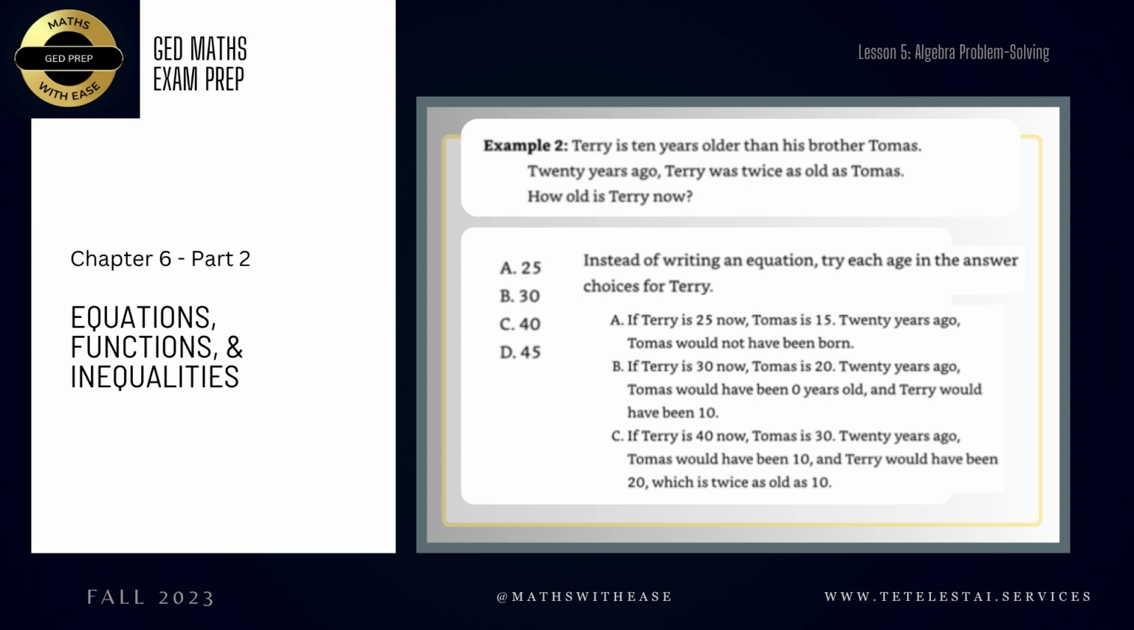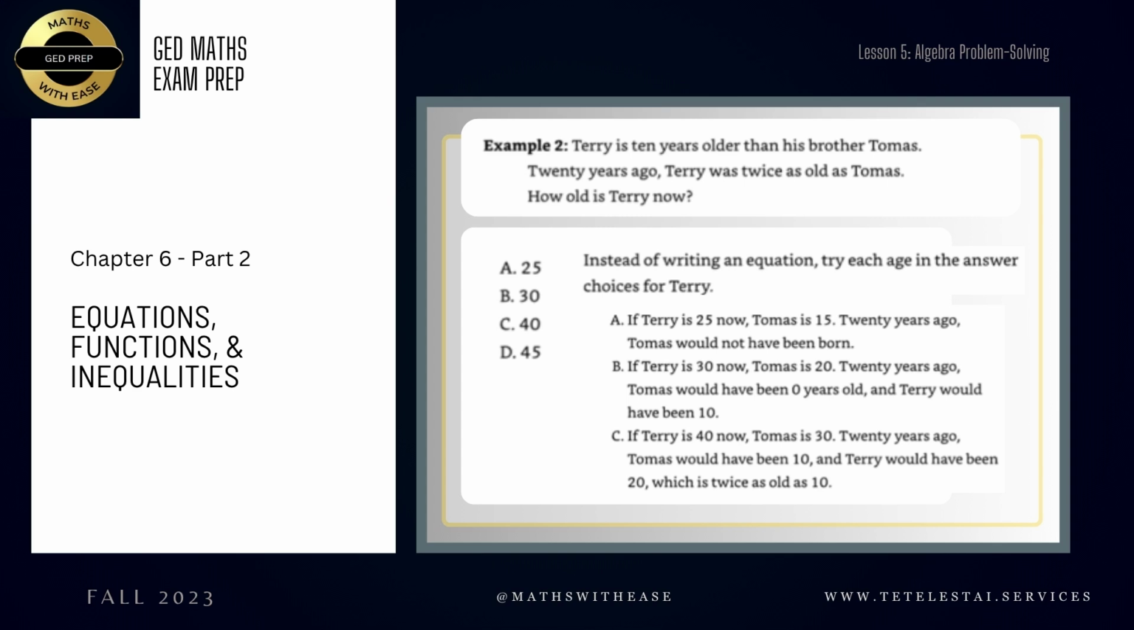Terry is 10 years older than his brother Thomas. 20 years ago, Terry was twice as old as Thomas. How old is Terry now? So let's switch this around to make this easier to understand. Lisa's mom is 10 years older than Lisa. 20 years ago, Lisa's mom was twice as old as Lisa. How old is Lisa's mom now? Okay, so then instead of specifying an equation, you can simply look at the answer choices, okay? So let's say Lisa's mom was 25.